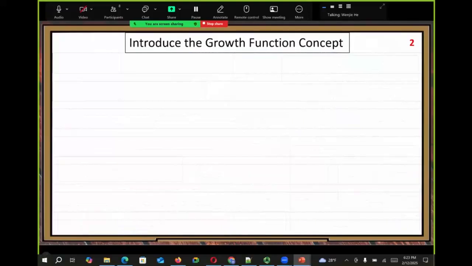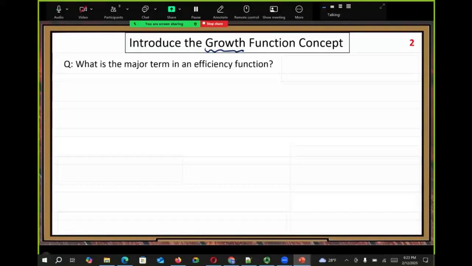Introduce the growth function concept. So what's the growth function? Growth, how fast it grows. How to define that growth function? First, we need to know how to define a growth function. We do it in a few steps. First, we extract the major term from an efficiency function. First, you need to get the efficiency function.